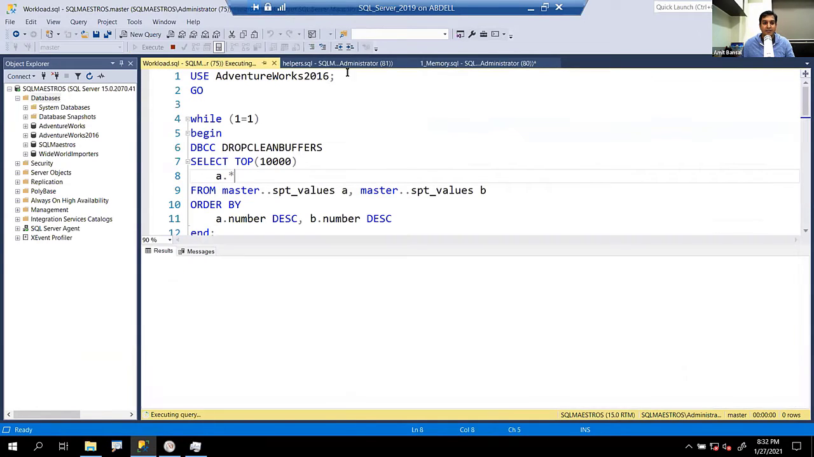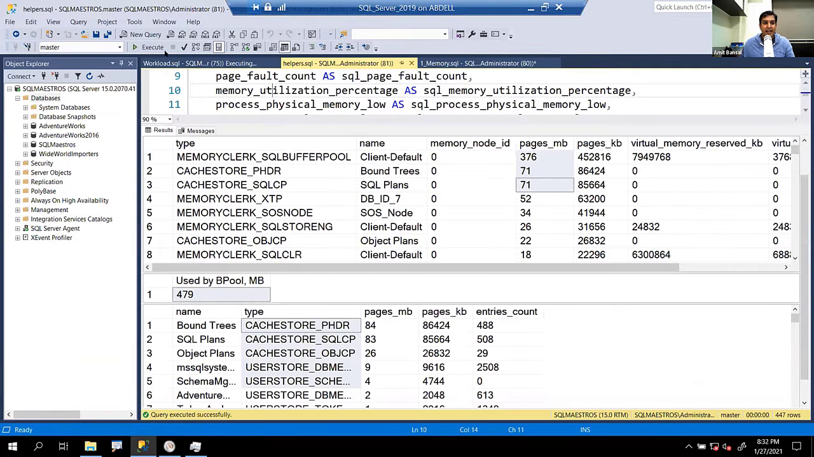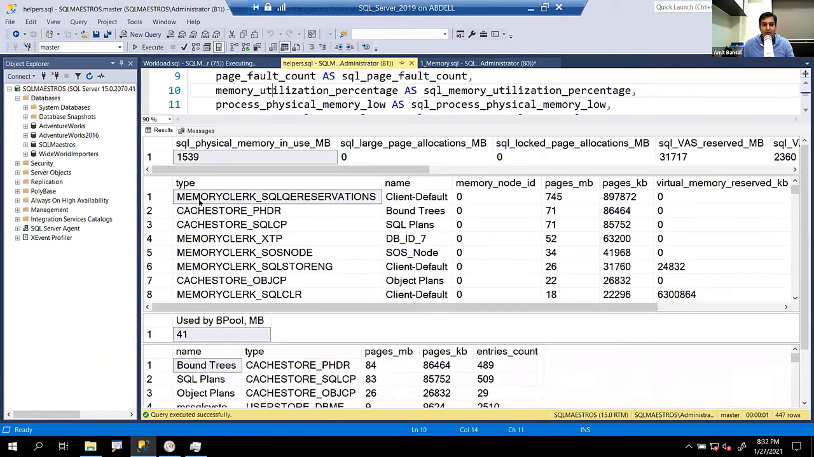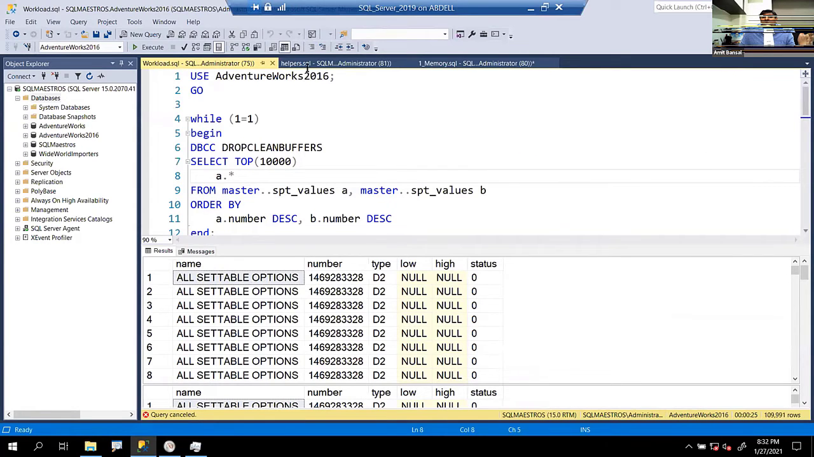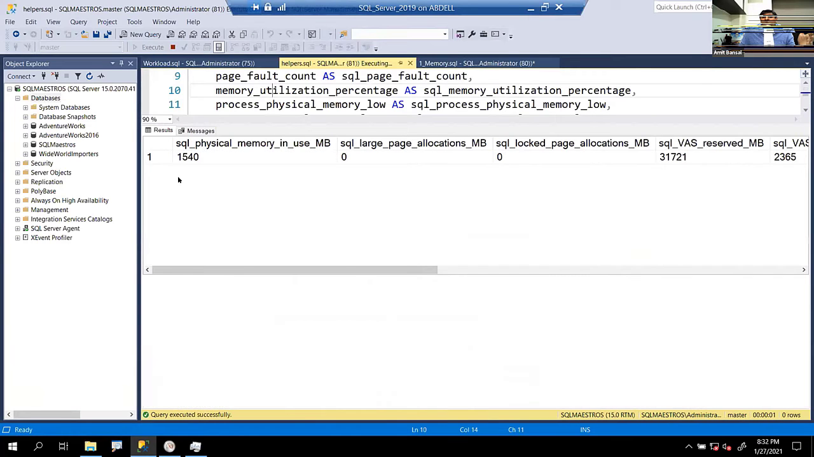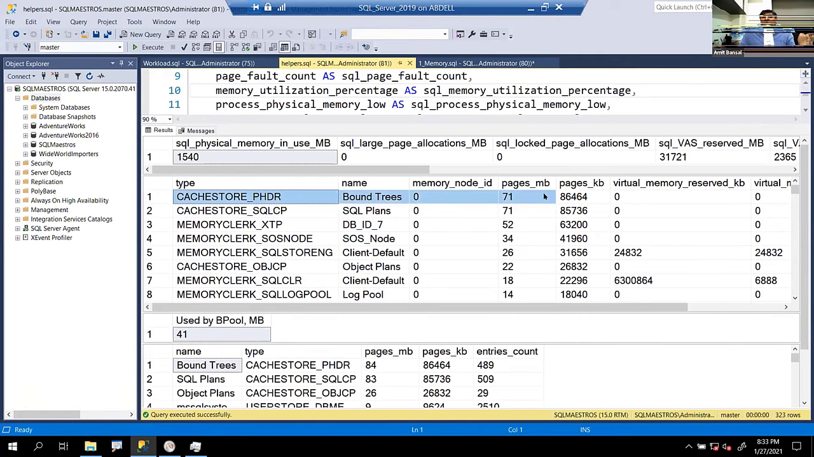And when I execute this while it is running, we go to the helpers and execute this. You will see now that memory clerk SQL reservations comes on top, and it's consuming close to 700 to 800 megabytes of space. Now this is interesting. Suddenly SQL reservation shoots up on top, much more than buffer pool. And when you stop this workload and go to the helper and execute this again, you can see SQL reservation just vanishes away. So this is like clerk allocation and deallocation happening very dynamically.